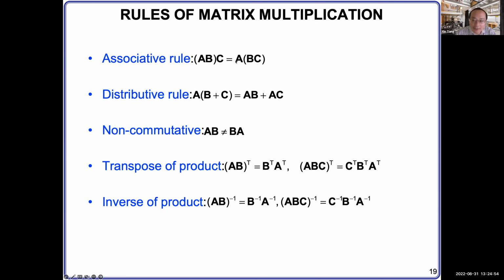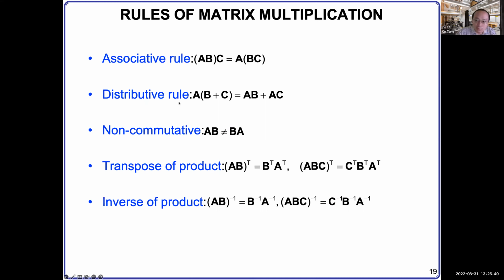For matrix multiplication, there are important rules we can use. The first rule is called the associative rule. That means if we have three matrices multiplied together, A times B times C, we can multiply A and B first and then multiply with C, or we can multiply B and C first and then multiply with A. We don't change the sequence, we just change which one we calculate first. The final result is the same. So it doesn't matter, depending on your preference.